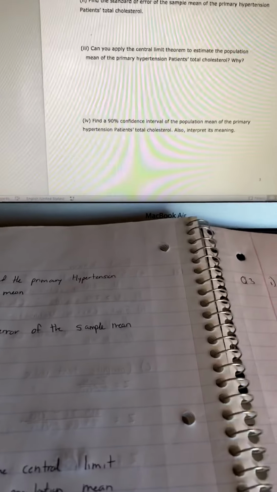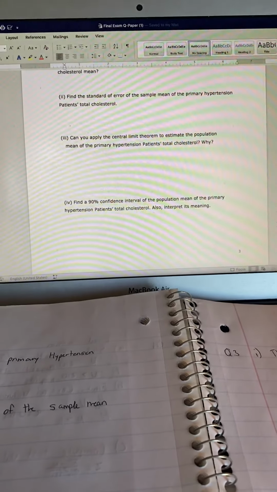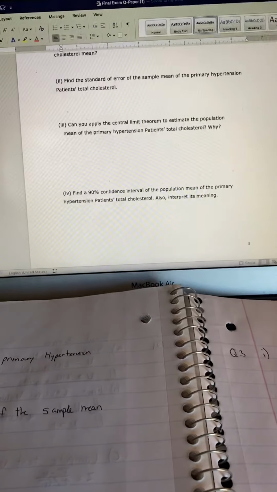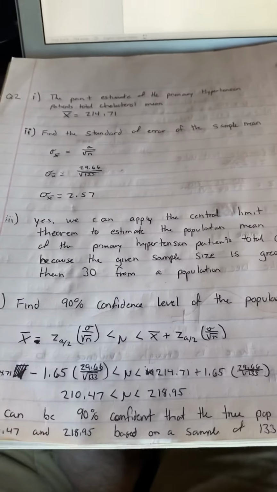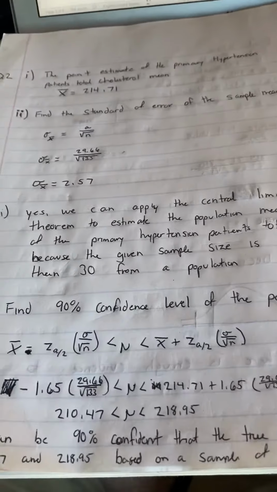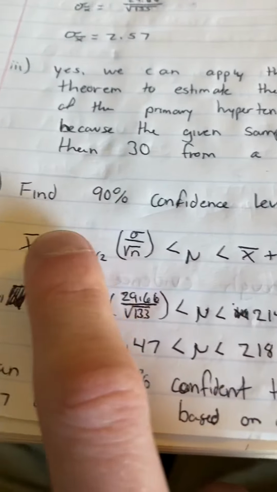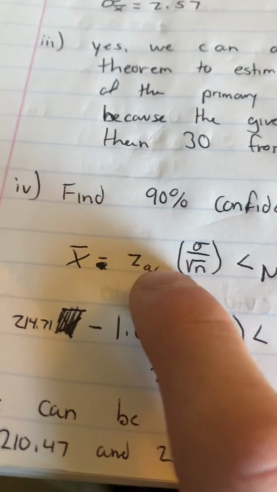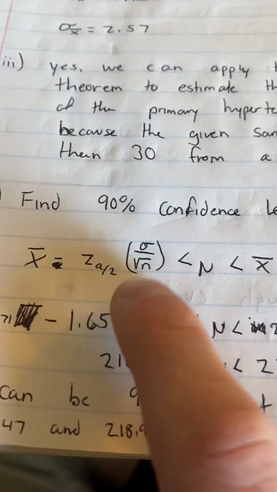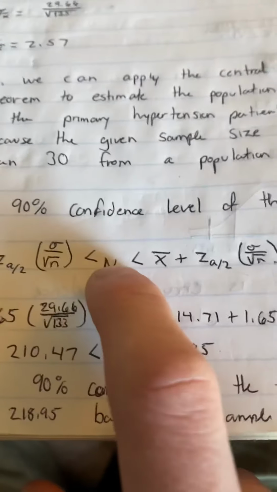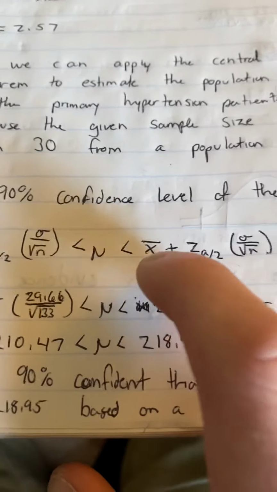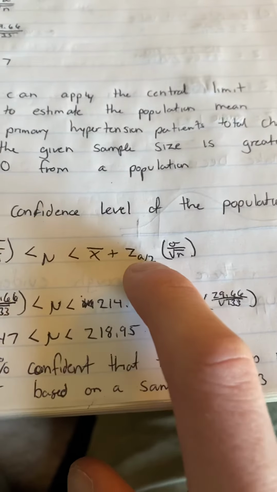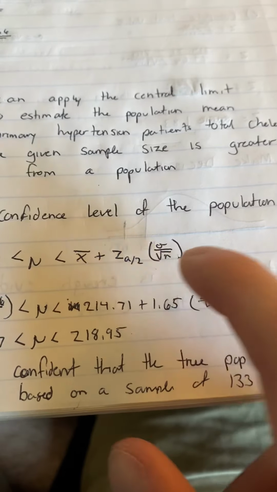Now, part 4 asks, find a 90% confidence interval of the population mean of the primary hypertension patient's total cholesterol. Also, interpret its meaning. So, in order to find the 90% confidence interval of the population mean, we're going to take our confidence interval equation. It's going to be the mean minus z, our test value, times sigma divided by the square root of n, which is going to be less than mu, and then mu is going to be less than the mean plus the test value times sigma divided by the square root of n.